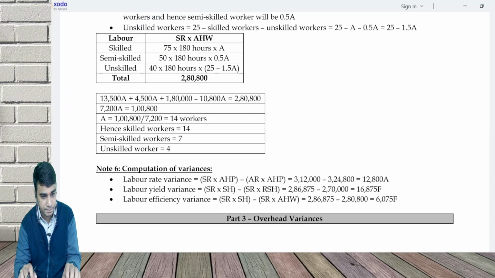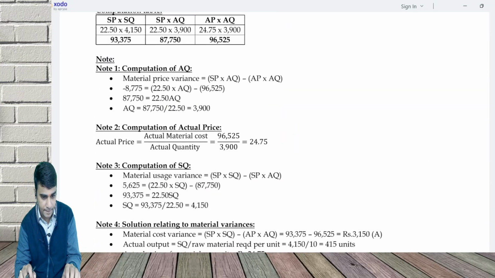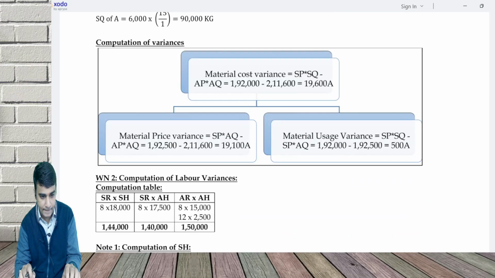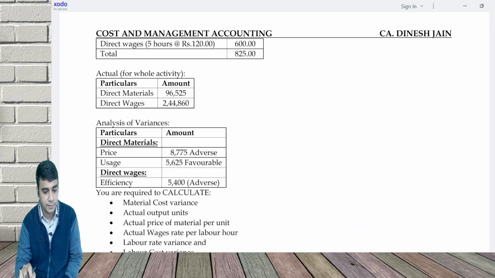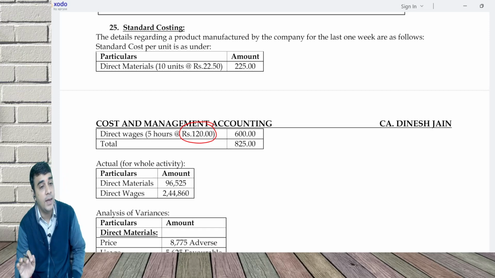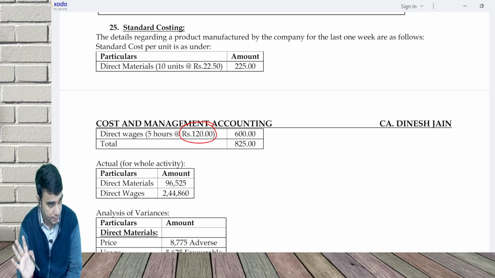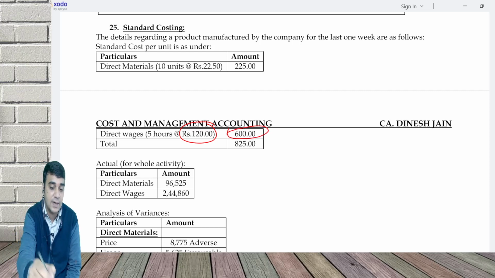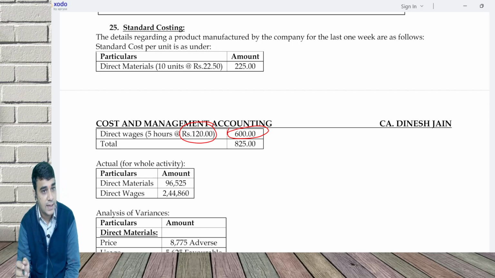For example, coming to this question, 120, this is labor variance discussion. 120 was the standard rate, but we can have two types of standard rate. One is called standard rate per hour, which is what you will use in labor, but there can also be a standard rate per unit. What per unit means is, for every unit you will incur 600 rupees labor cost. SR per hour is 120. SR per unit is 600 rupees.